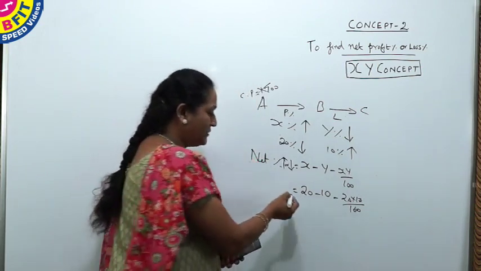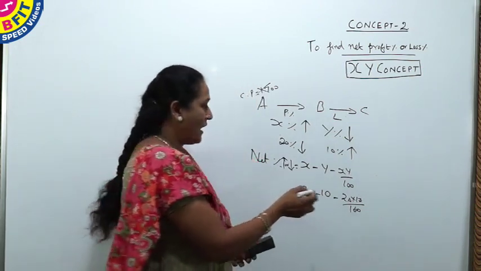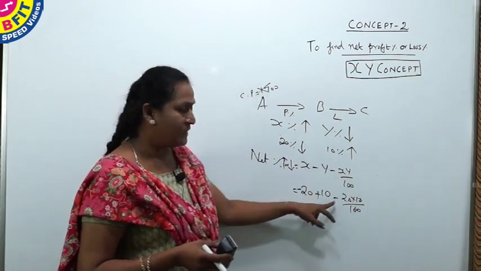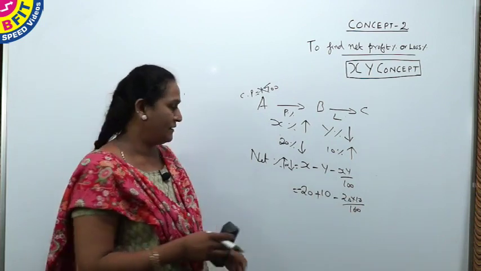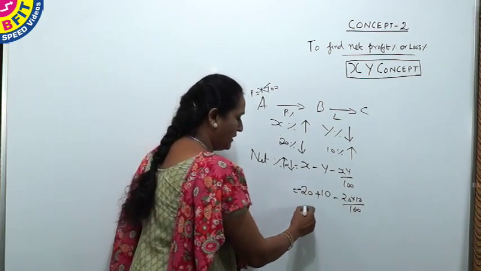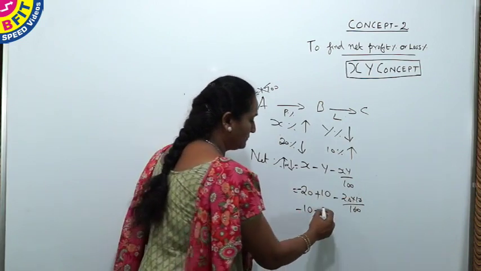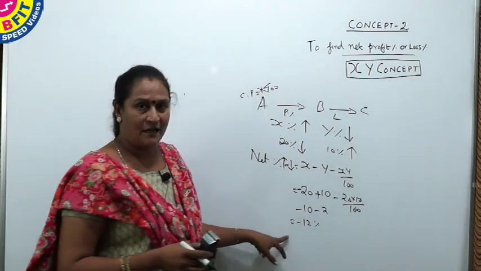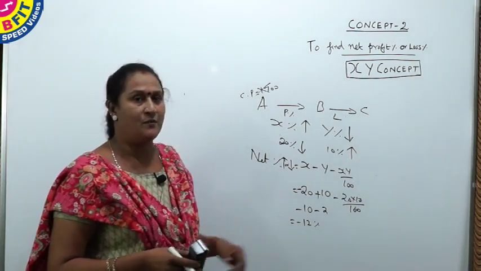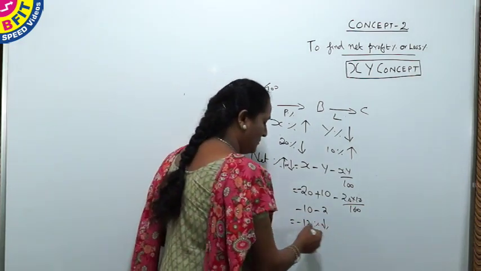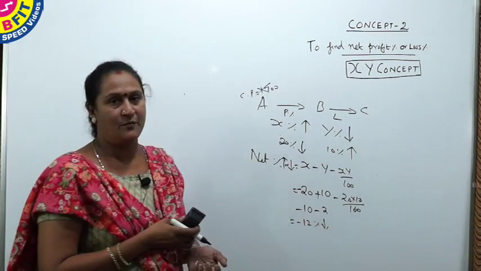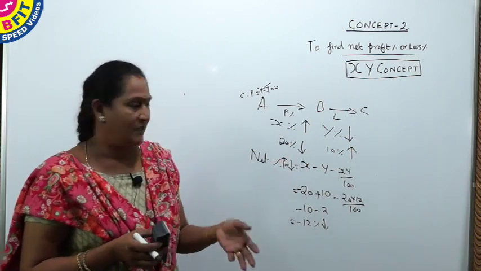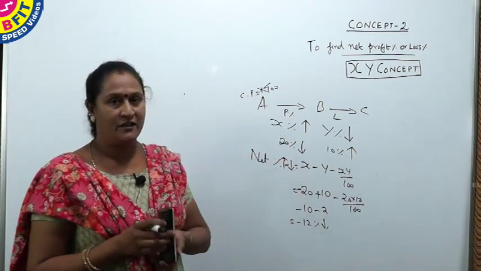When it is a decrease, you take minus for 20, and when it is an increase, you take plus for 10. So minus 20 plus 10, and here you will have minus 20 into 10 by 100. What is minus 20 into 10? Minus 10. So you get minus 12, which means that the loss is 12%. So overall the symbol is minus, so the loss is 12%. With this XY concept, you can work out questions easily and find the net increase or decrease value.